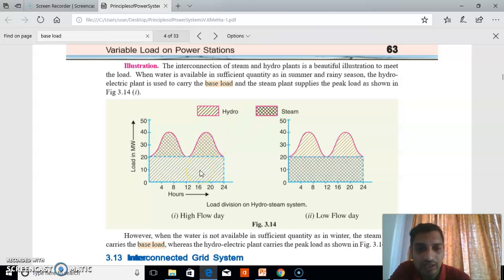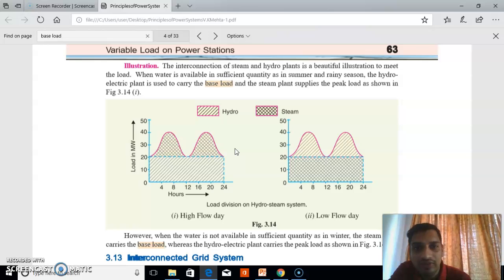In figure 3.14, in the first figure, you can see that the base load is met by the hydro station, and peak load is met by the thermal station or steam station. In the second graph you can see the reverse order. The base load is met by the steam plant, and peak load is met by the hydro station.